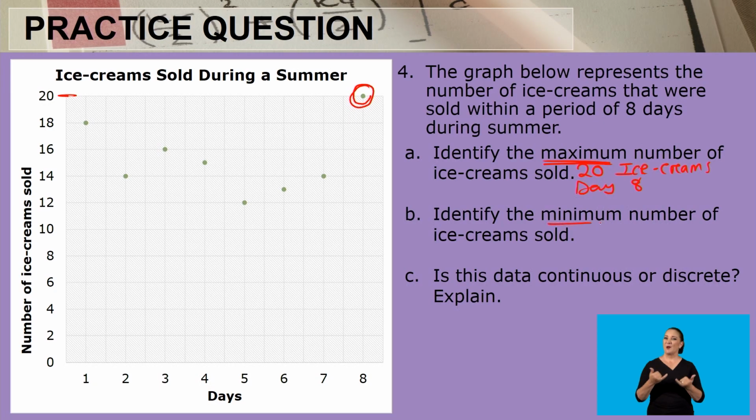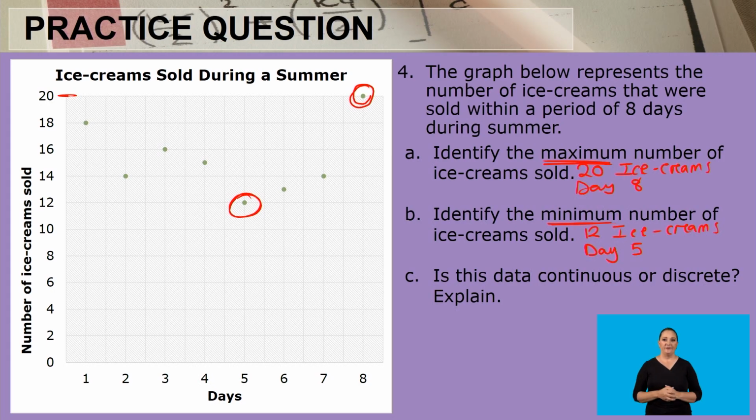What about the minimum number of ice cream sold? Now remember, minimum is the lowest value. So can you identify the lowest number of ice creams sold? Yes, it was on day number 5, and those number of ice creams were 12 of them. So 12 ice creams were the lowest, or the minimum number of ice creams sold, and that was on day number 5.